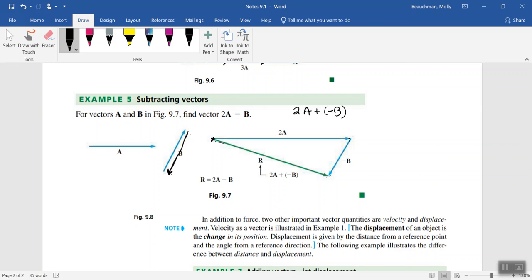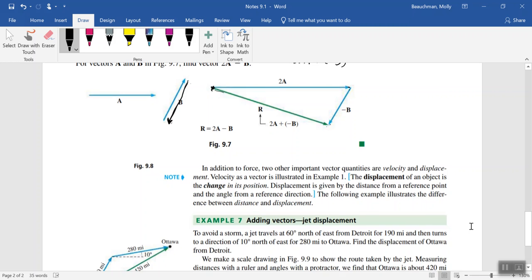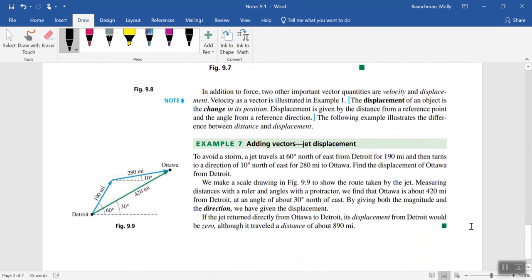So we're drawing vectors. So I want to take a look at just one example. Okay, so there's an important vector quantity, velocity and displacement. The displacement of an object is its change in its position. Displacement is given by the distance from a reference point and the angle from a reference direction. So we just want to see an example.